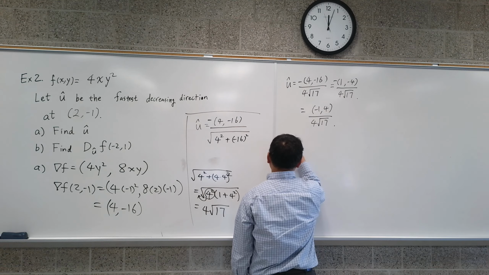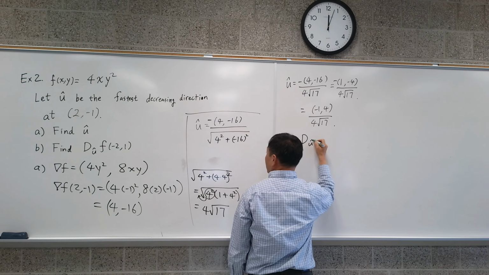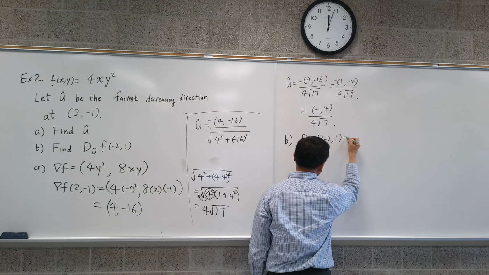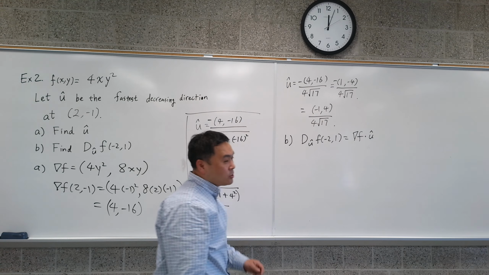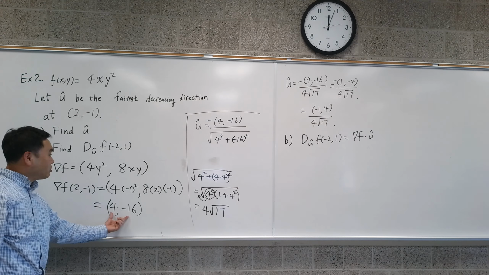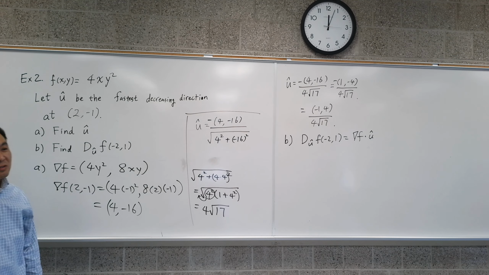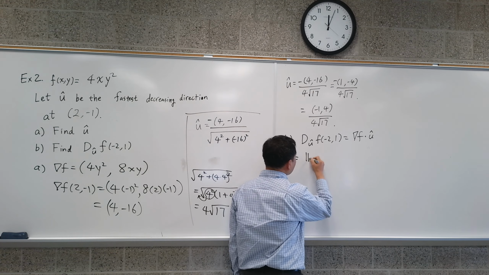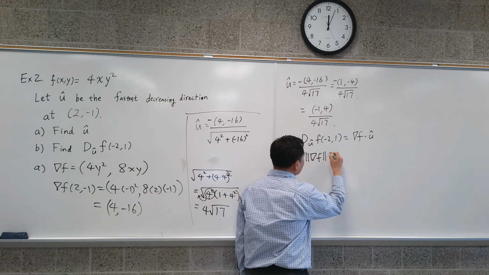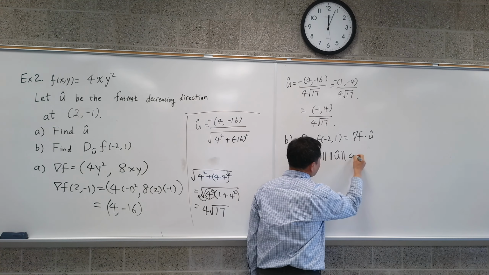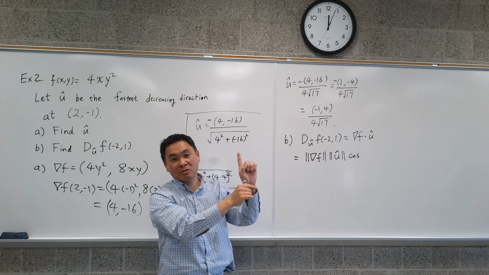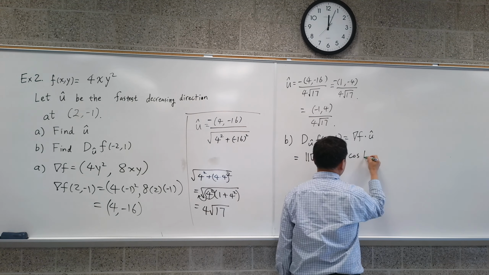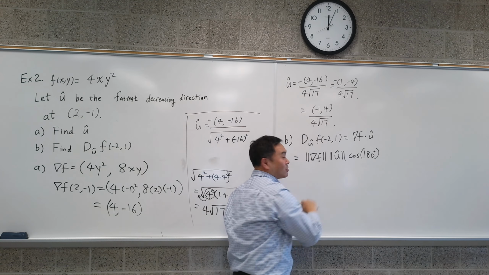Okay, and then part B: the directional derivative in the direction of u hat of f at negative 2, 1 is equal to the gradient of f dotted with u hat. We could use this one and do a dot product with that, but that's a waste of time. You can do it much simpler by rewriting this as the norm of the gradient of f times the norm of u hat times the cosine of the angle. If you have two vectors that are directly opposite of each other, what's the angle between them? 180 degrees. Because that's the definition of a dot product, right?